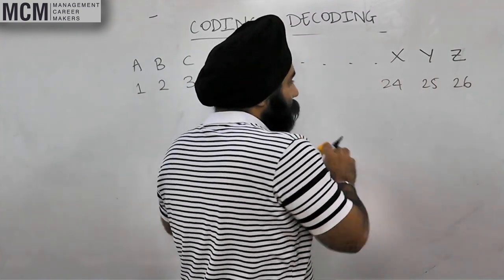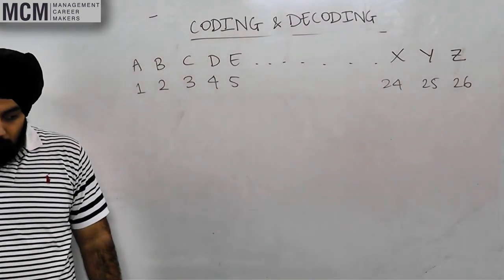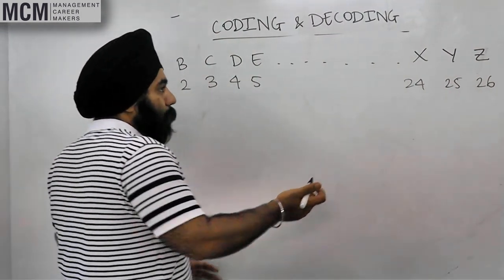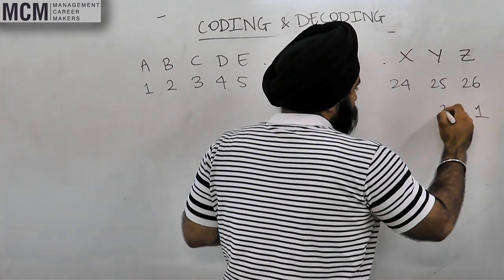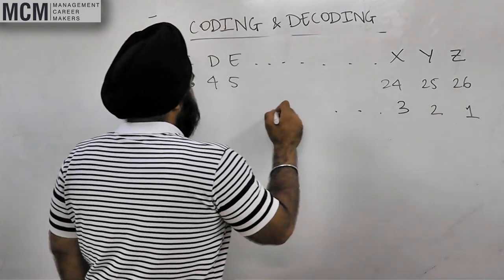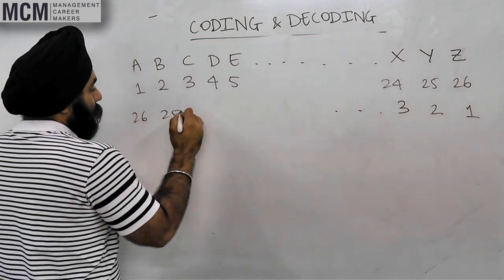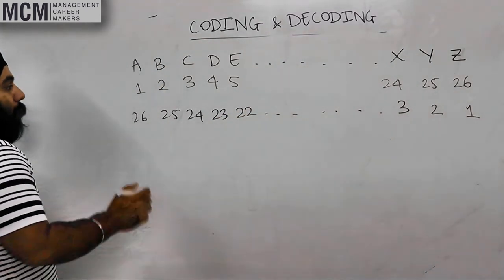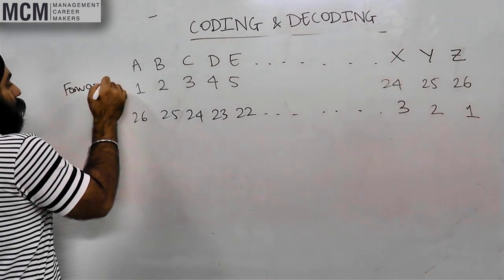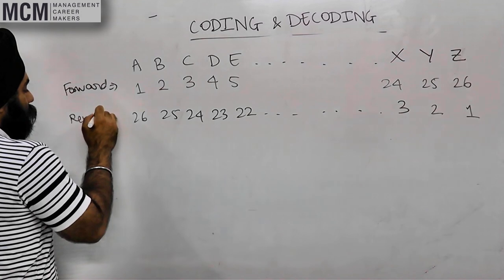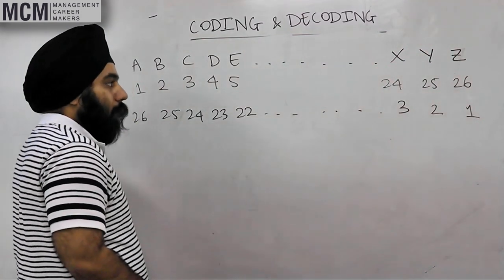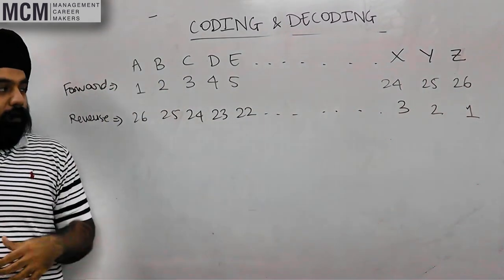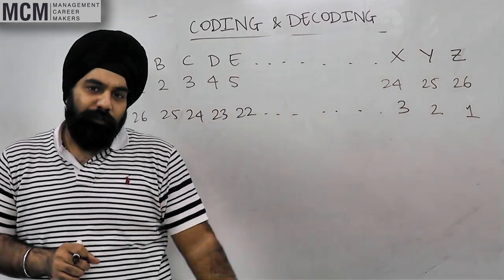Okay? Now another thing which we need to notice is that I could also just very easily number the letters like this. Z is 1, Y is 2, X is 3, right? And you have 26, 25, 24, 23, 22. I'll call this the forward order and this the reverse order. I want you to look at the forward order value and the reverse order value and tell me if you find any relationship between them.